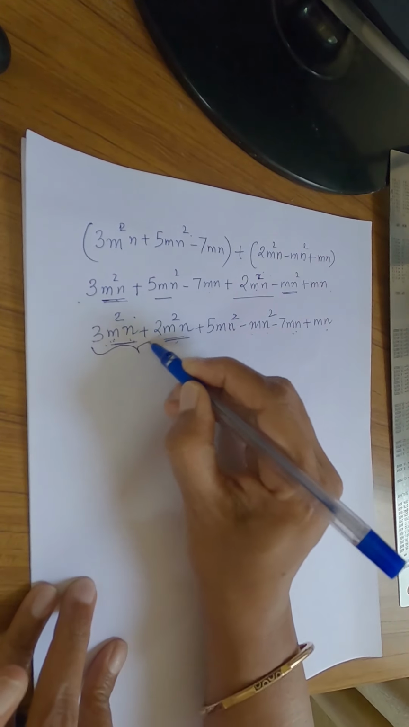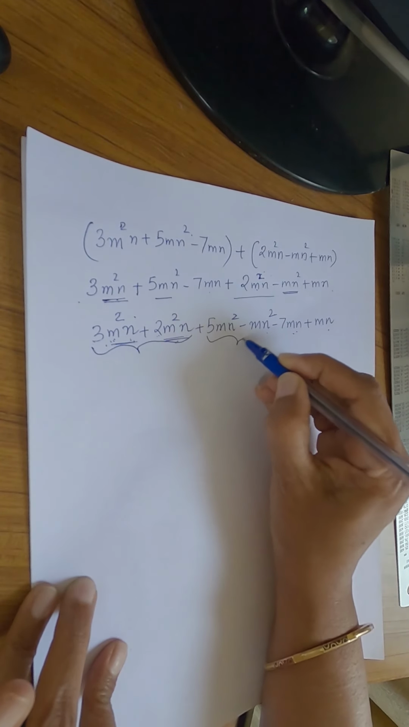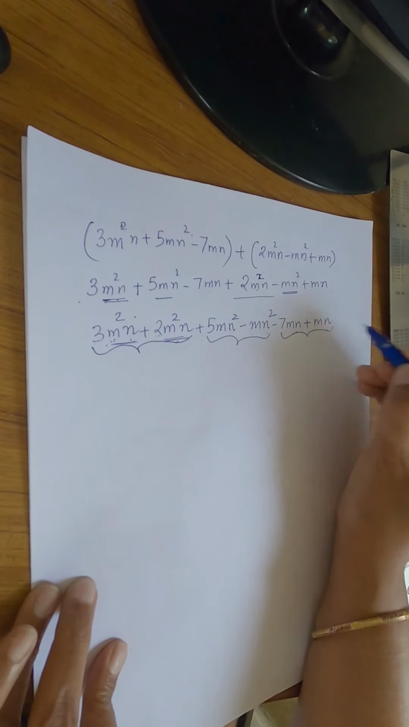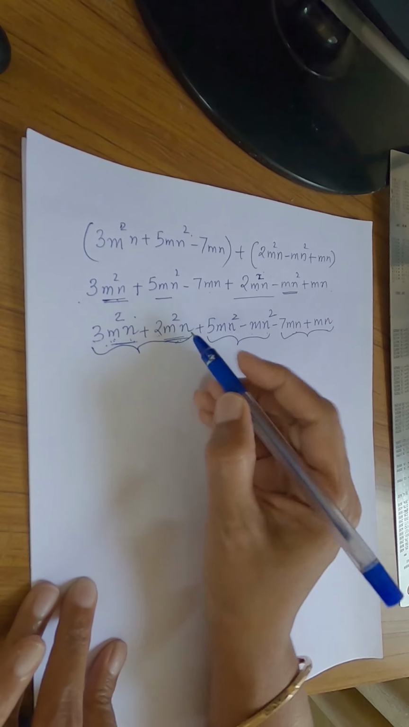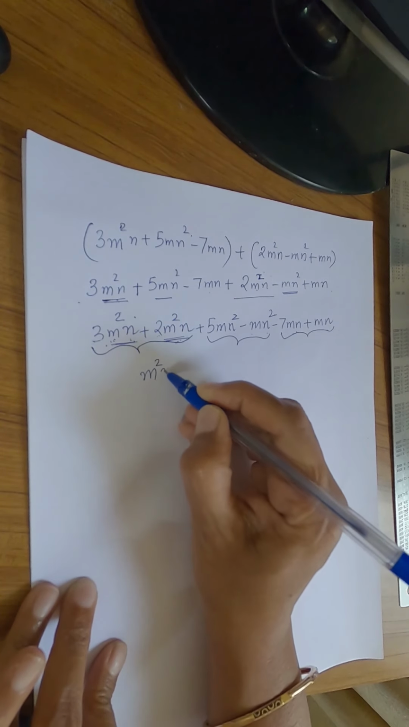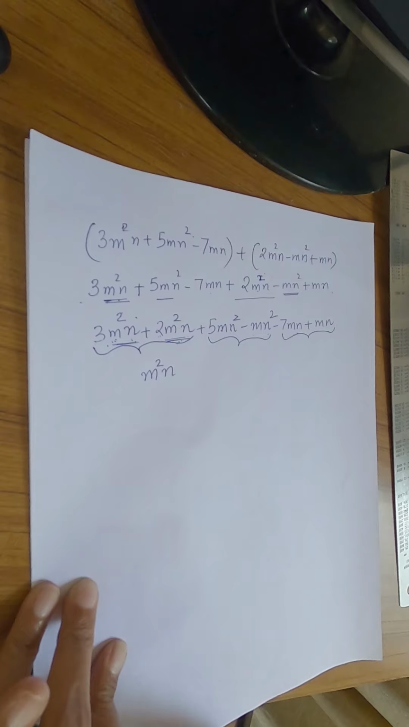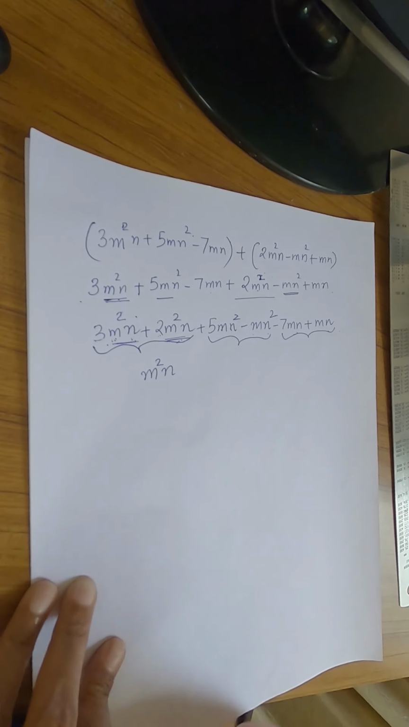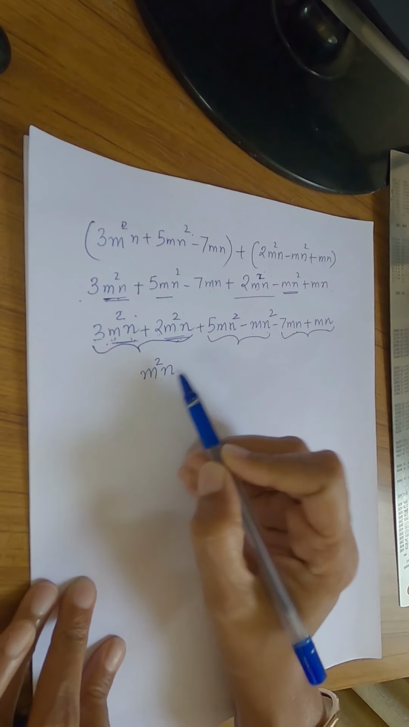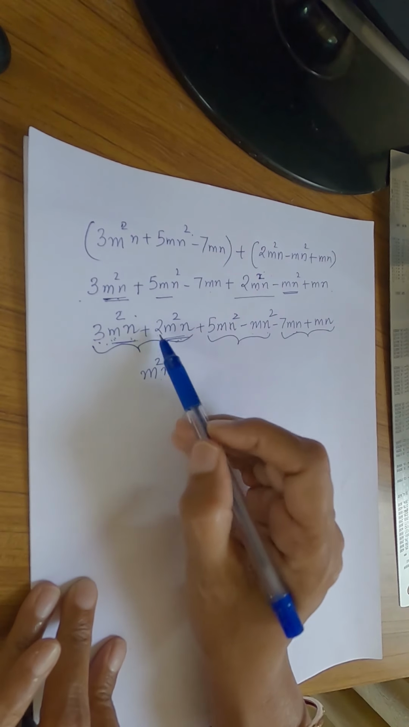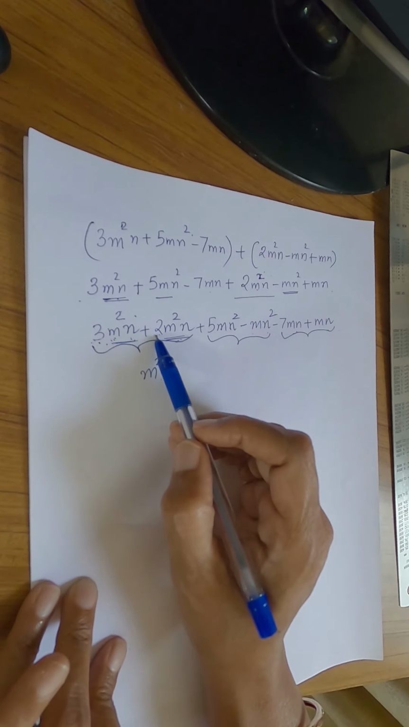So we start adding or subtracting. We have to add these two and these two. So when you're going to add these two like terms, we first write down the variable as it is. It doesn't have any changes, no addition, no subtraction, no multiplication, as it is. In addition and subtraction, it's only the coefficient which gets added or subtracted.